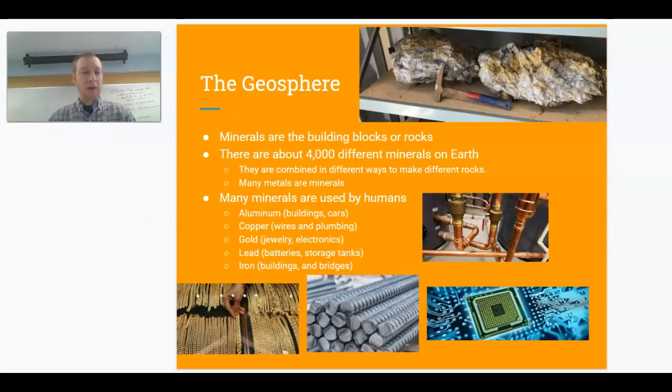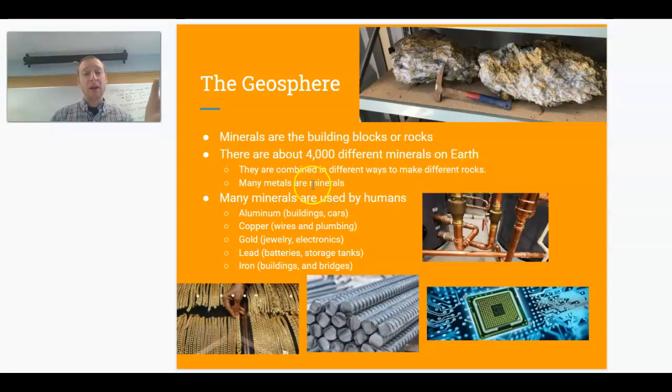Now, another important thing to understand about the geosphere is that there are these things called minerals. And minerals are the building blocks of rocks, right? If you look here, you can see that these rocks look like there's lots of different things going on in them, right? You see flecks of gold, parts of white, part of it is a darker color. That's because rocks are made of lots of different minerals all combined together. There's actually about 4,000 different minerals on Earth, and they're combined in different ways to make different rocks.